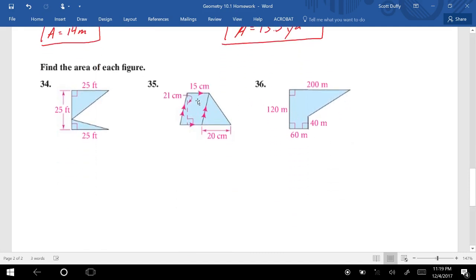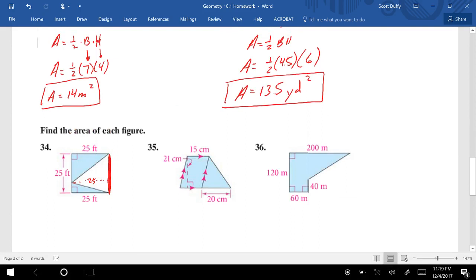Alright, so find the area of each figure. There's a couple different ways you can think about 34. One is that if you fill in this to make a square, this triangle is going to have a height of 25 and a base of 25 also. As you can see, opposite side is 25, so this is going to be 25. Sorry, that looks like a 3. Let me erase this.